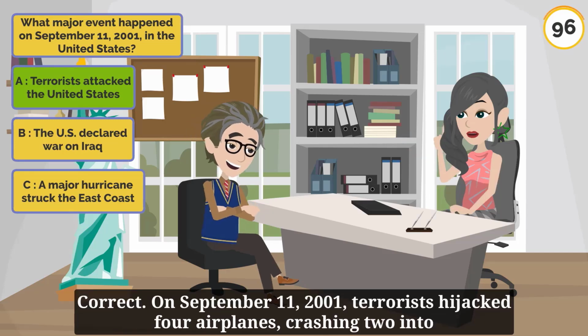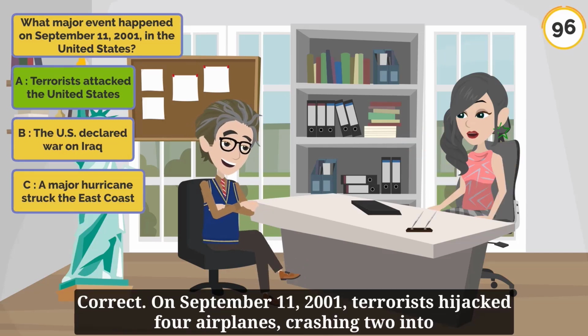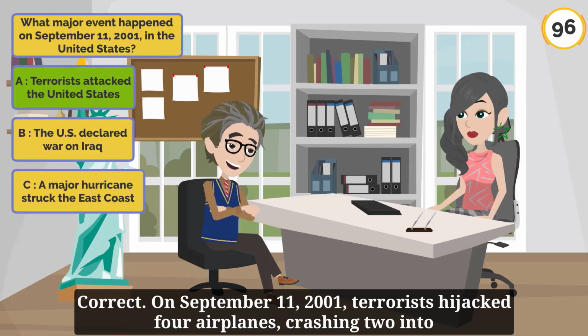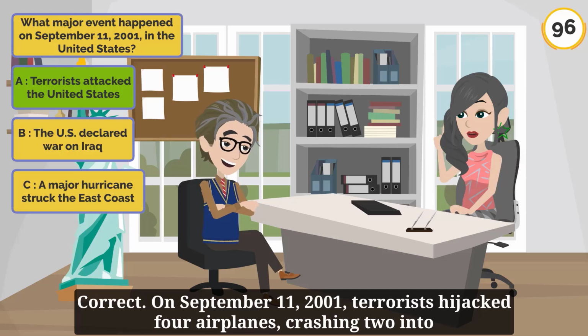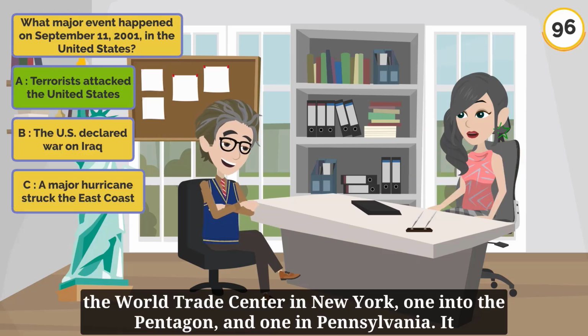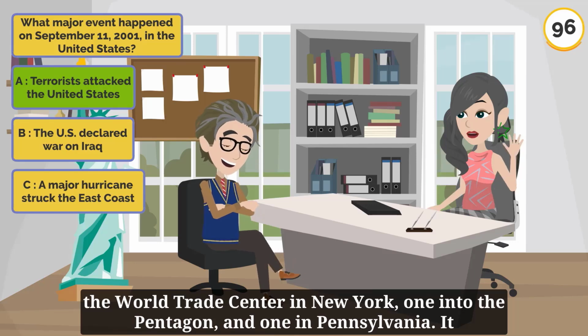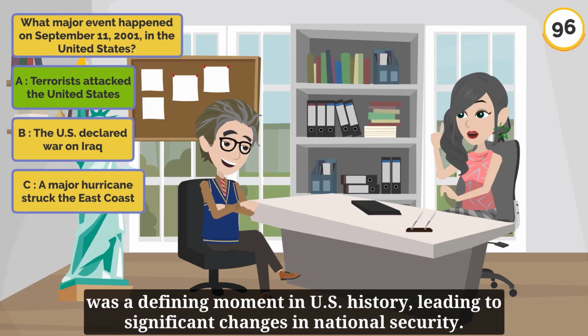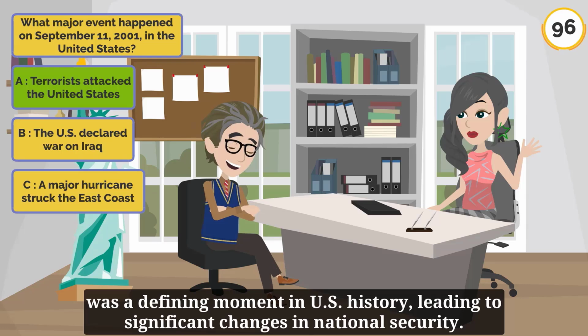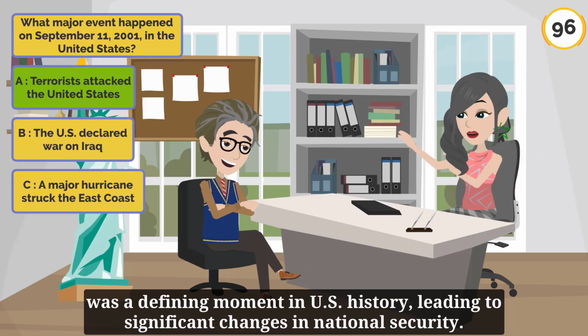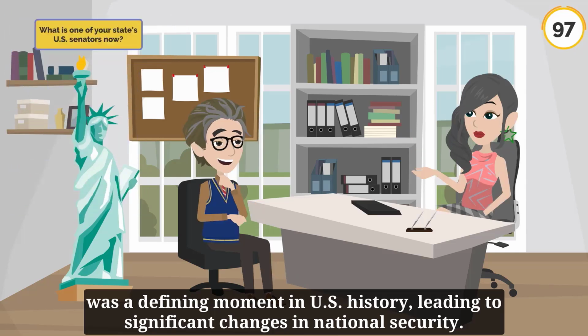Correct. On September 11, 2001, terrorists hijacked 4 airplanes, crashing 2 into the World Trade Center in New York, 1 into the Pentagon, and 1 in Pennsylvania. It was a defining moment in U.S. history, leading to significant changes in national security.